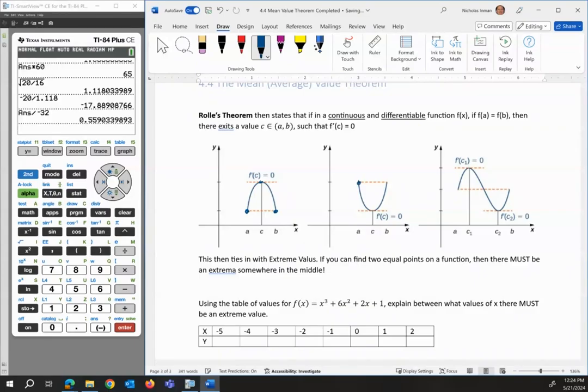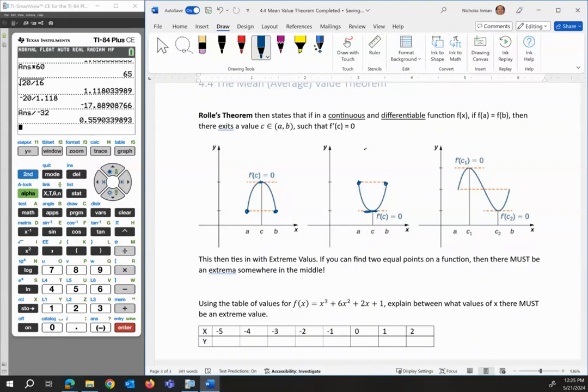So if these two spots are equal and they get connected, and the function is continuous and differentiable, to get from here to here, if I go down and then back up, at some point in time, my derivative is equal to 0. There has to be some extreme value. There could be more. This one has 2 extreme values in the middle. But if those two are equal, somewhere in time, I have to have a slope of 0.